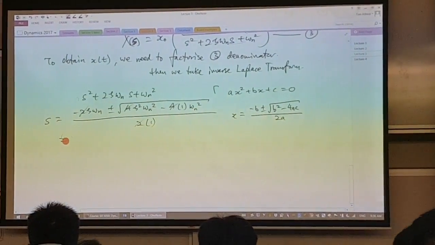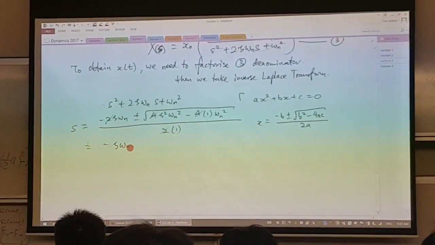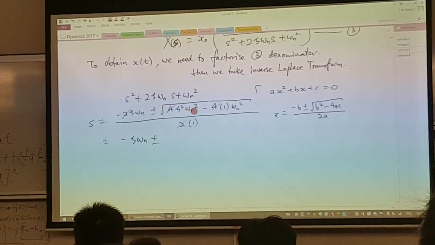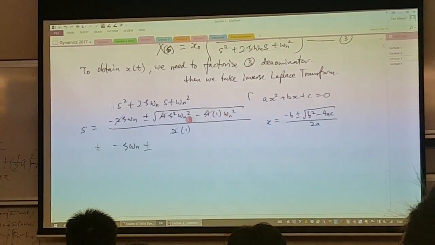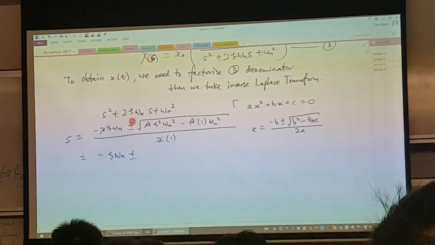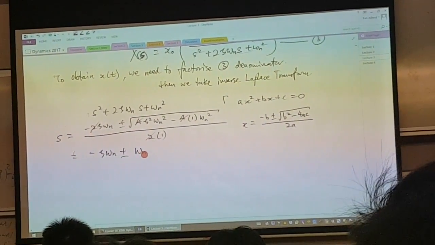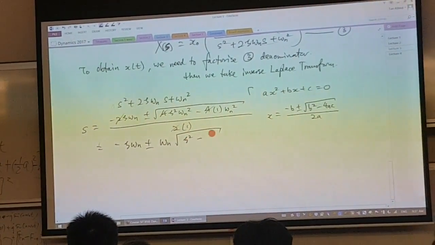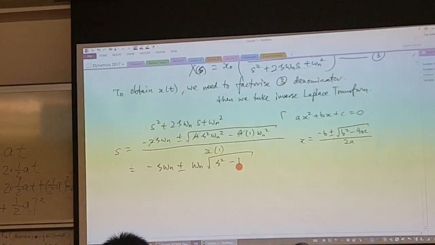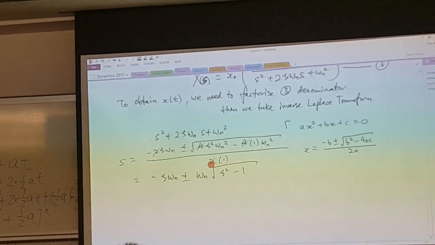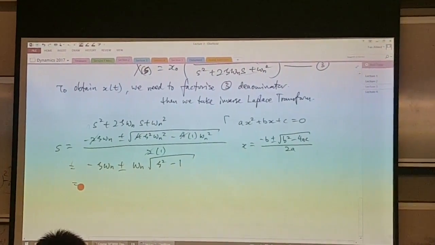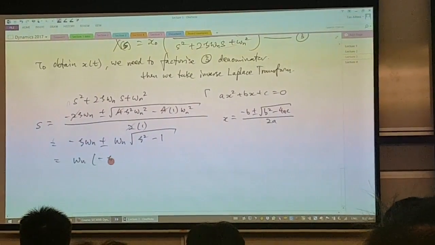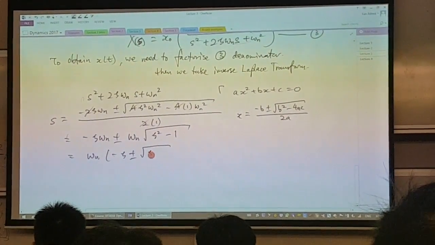So what I'm left with, there will be minus zeta omega n plus minus, and there's a common factor as well, omega n squared. I'm going to take out omega n squared and square root, so that will give me omega n. Whatever is left in the square root will be zeta squared minus 1. And the denominator is over there. So this is equal to, there's a common factor omega n, I'll take it out, minus zeta plus minus square root zeta squared minus 1.